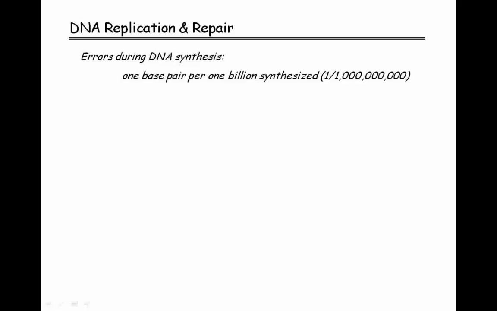Now that we've gone through the process of DNA replication and all of the enzymes that are involved in that, we want to talk about errors during DNA synthesis. It's really important that the DNA is copied perfectly every single time we go through a round of interphase followed by mitosis and cytokinesis. There are many mechanisms in place to help ensure that the DNA is copied perfectly.